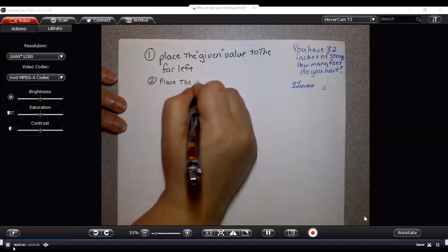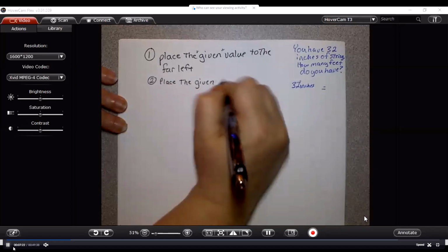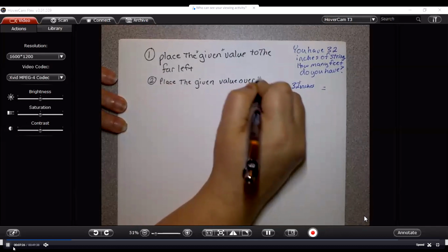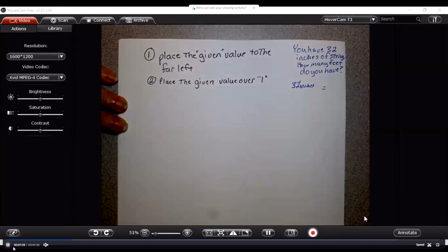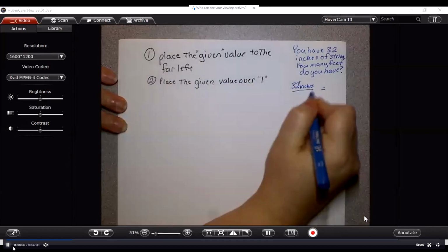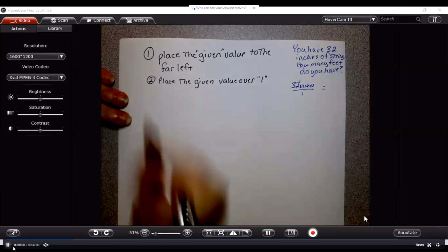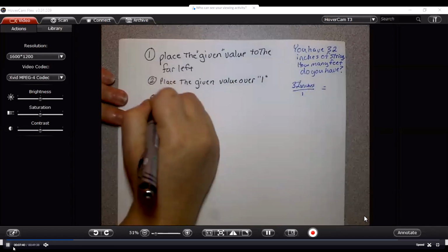And then we're going to actually place that over a 1. So step number 2 is to place the given value over 1. So draw a line underneath 32 inches and put a 1 down there. Remember that anytime you have a number over 1, it's the same as having a whole number. So 32 inches is the same as 32 inches over 1.